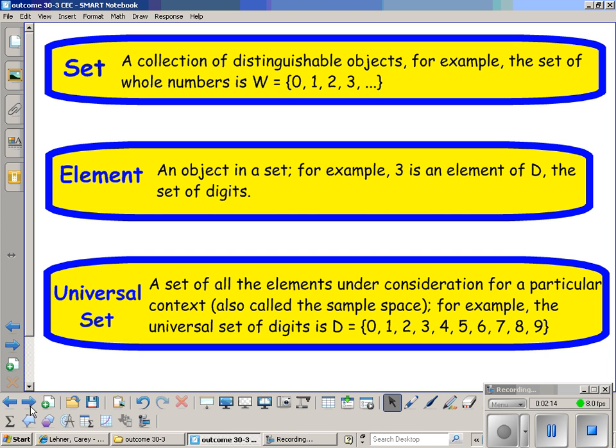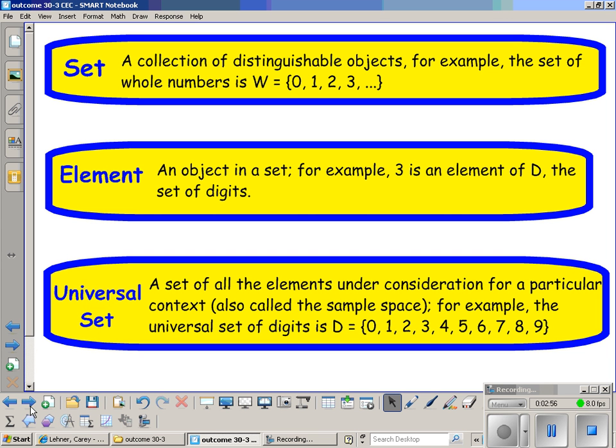Some terminology we need to discuss that is very important to this outcome. A set is a collection of distinguishable objects. For example, the set of whole numbers is W equals 0, 1, 2, 3, dot, dot, dot. So it would continue. So that's the set of whole numbers, all of the objects that are in that particular set. An element is an object in a set. For example, 3 is an element of D, which is the set of digits. Digits are 0, 1, 2, 3, 4, 5, 6, 7, 8, 9. So 3 is one of the objects in that set, so we call it an element.